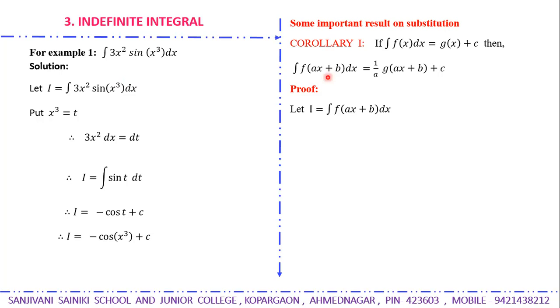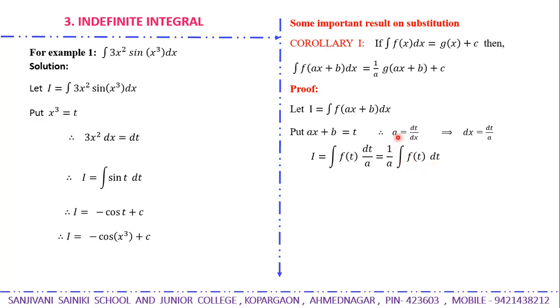The proof is very simple. Consider I is equal to integral of f of ax plus b dx. Now here we will put ax plus b is equal to t. Once you put that, take its differential, you will get dx is equal to dt upon a. Because if you take the derivative, a is constant, derivative of x is 1, b is constant, derivative is 0, and t is dt. So put the values in the integral, you get f of t dt upon a, which is 1 upon a integral of f of t dt.